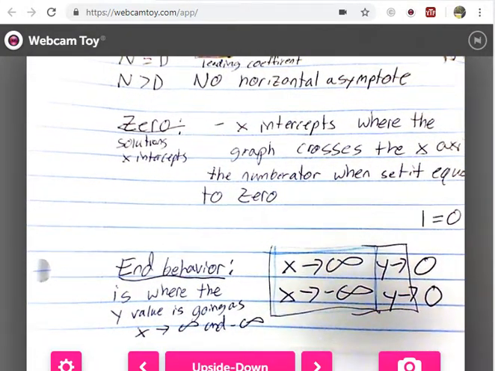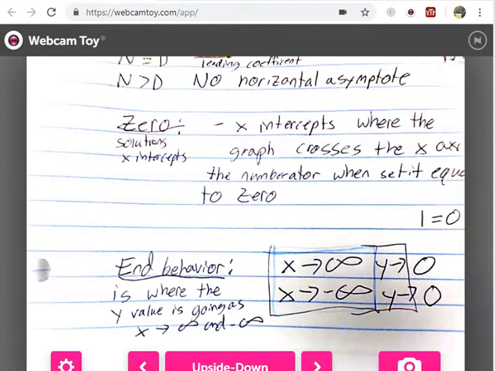End behavior is where the y value is going as x approaches infinity and negative infinity. So where's the y value going as x is approaching infinity and negative infinity?